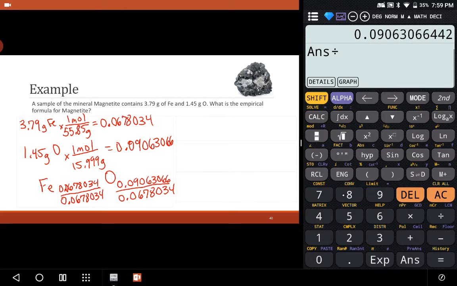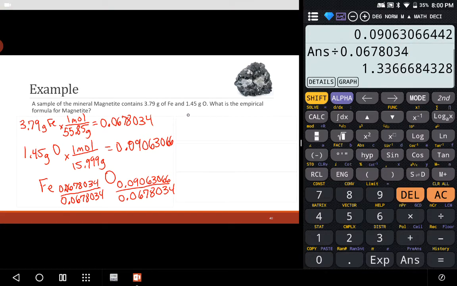So I got to take my oxygen amount and then divide it by 0.678034. Okay, and so that turns me into iron. I'm just going to write the 1 there so that I can remember right now. Okay, so looking at this, that's about 1/3 of an atom because 1/3 is 0.33. So that's like one and 1/3 oxygen atoms.